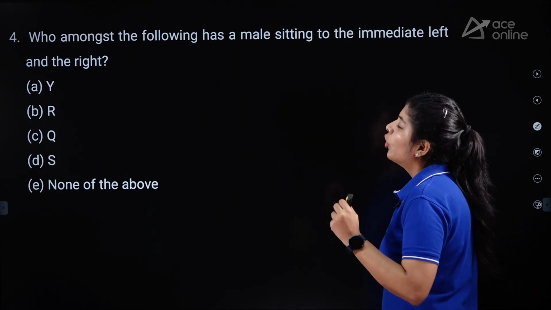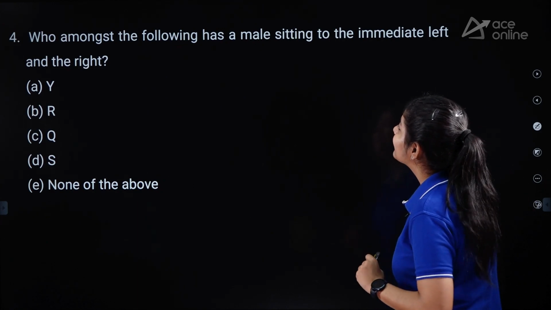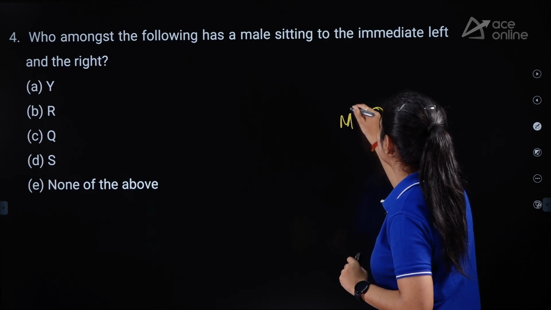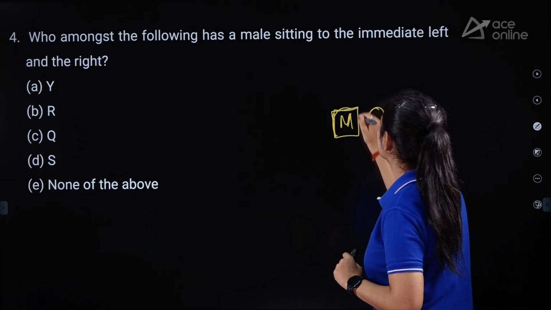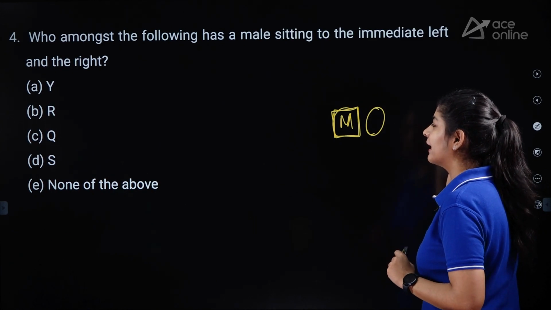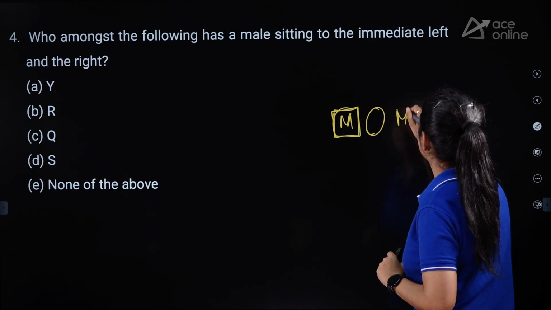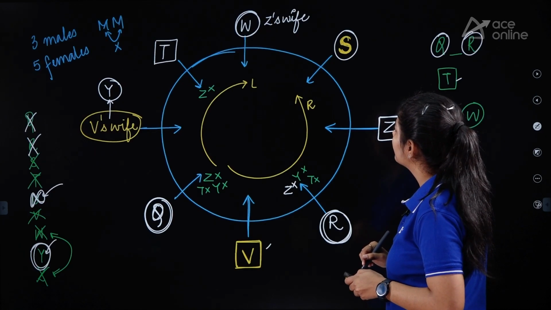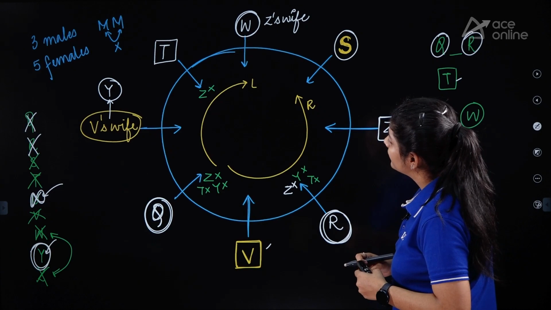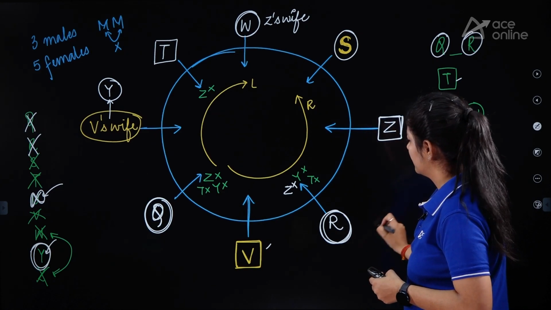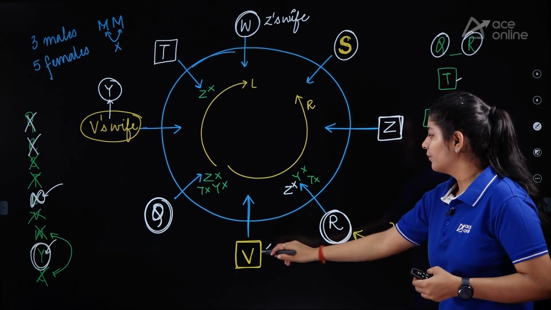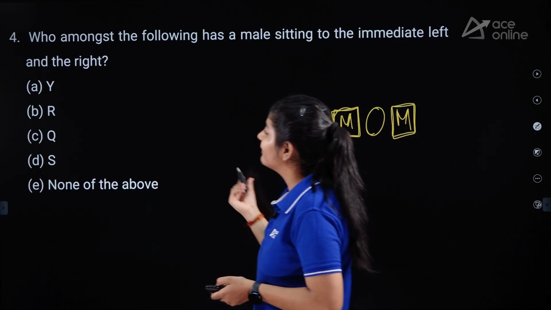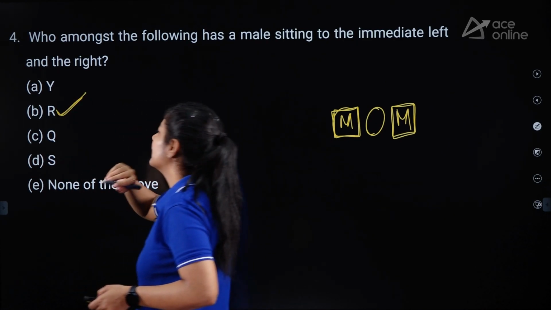Next. Who amongst the following has a male sitting to the immediate left and the right? Okay. So here we are having this type of combination. We want this type of combination. Do we have that? Yes, we are having R. Both immediate neighbors are male. So do we have that in our options? Yes, basically option B is the correct one.